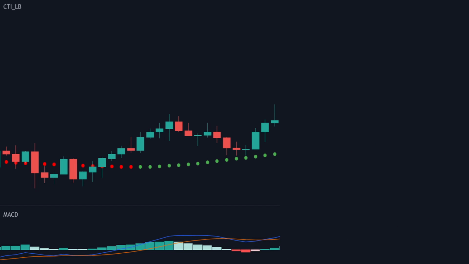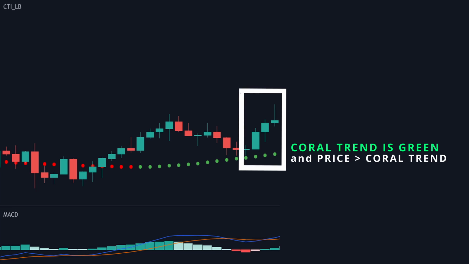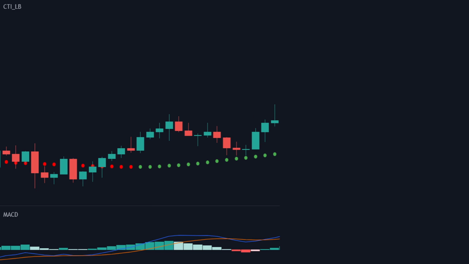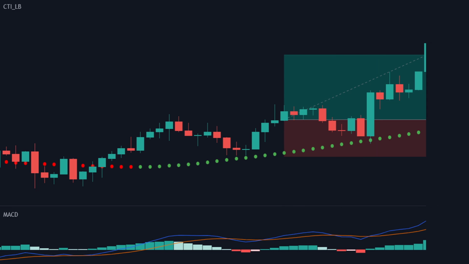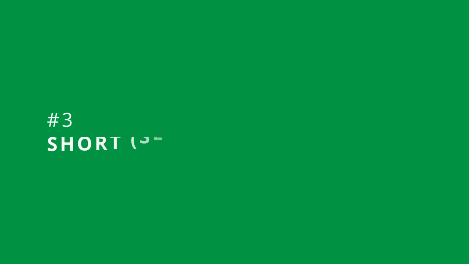This time we have our second buy trade entry. As we can see in our screen, the MACD lines just crossed up here. The color of Coral Trend is green. Then the price is above Coral Trend. Time to enter a buy trade. Set the stop loss at the Coral Trend line. Then set the take profit 2 times above the stop loss. Let's find out the results. This trade turned out to be profitable. What an amazing strategy.